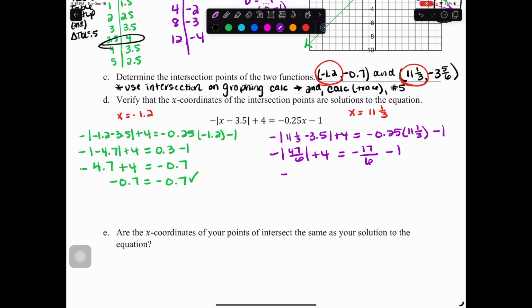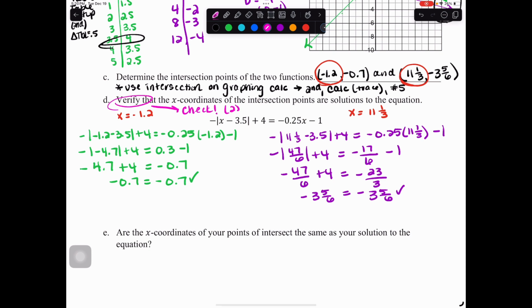Then here we would have negative 47/6 because the absolute value of 47/6 is 47/6 and the negative is out in front. On this side, we would get negative 23/3. So when we do this, we're going to end up with negative 3 5/6 on this side and negative 3 5/6 on this side. So it also checks. So let's make a little comment here that verify, remember, means to check. And as you can see, we need 2 of them, 1 for each of our solutions.